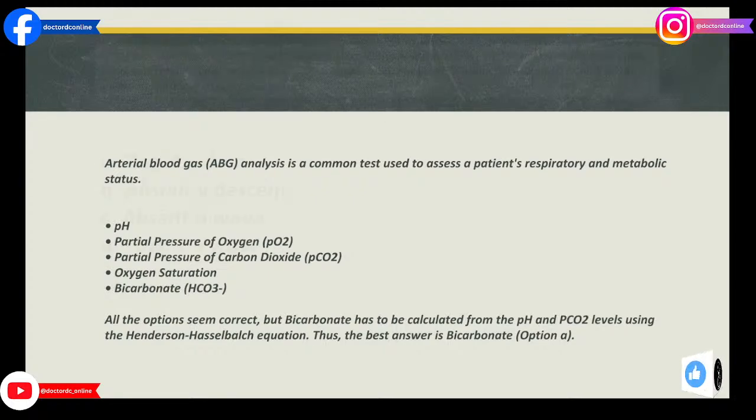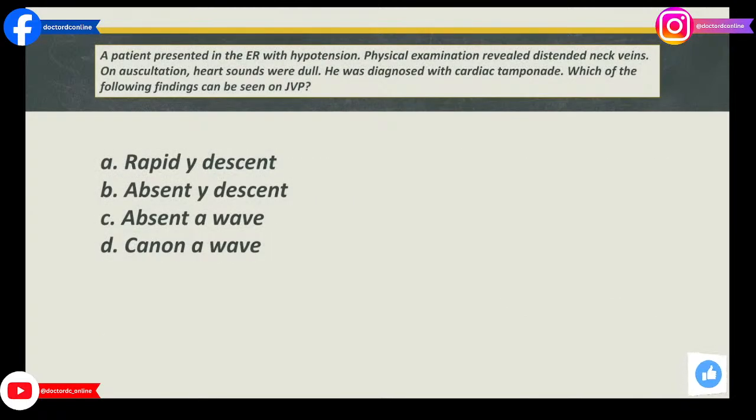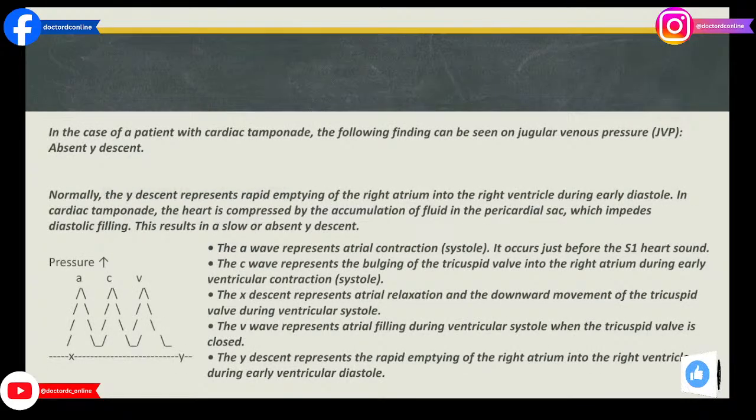In question 24, a patient with cardiac tamponade shows specific changes in JVP. The options are option A, rapid Y descent, option B, absent Y descent, option C, absent A wave, and option D, cannon A wave. In tamponade, the Y descent is absent. The correct answer is option B, absent Y descent.